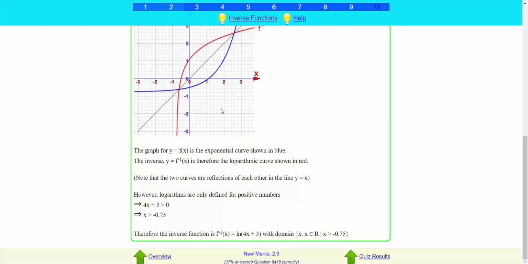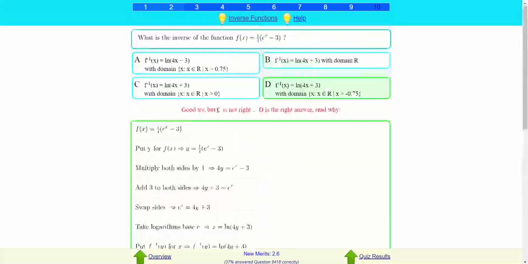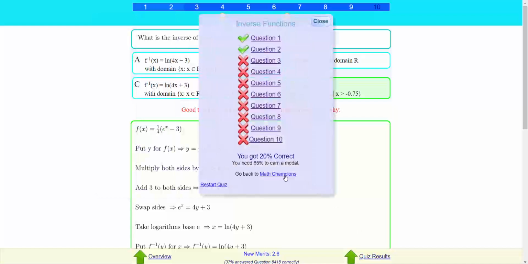Oh man, that was simple. Oh man, that was super easy. Check out the quiz result. 65% to earn a medal.